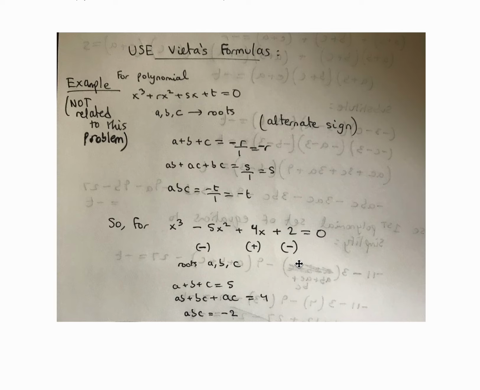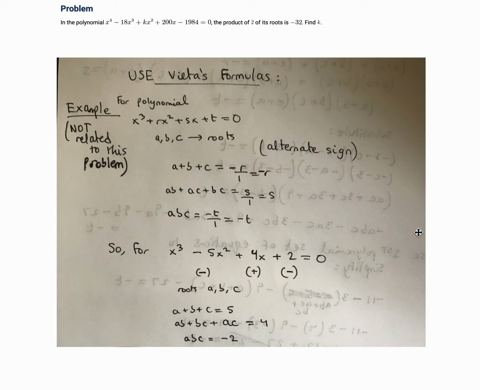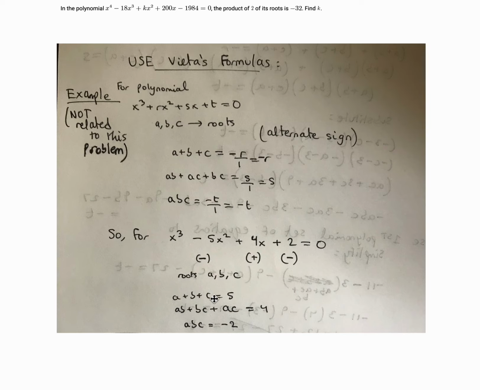So for instance, for this polynomial, x cubed minus 5x squared plus 4x plus 2 is equal to 0, we basically alternate signs starting from here: negative, positive, negative, and so on. So for the sum, it would be 5, a negative of a negative 5 is just positive 5. And then the pairwise would be positive 4. And then the product of the roots, because remember, a, b, and c are the roots of this polynomial, would be negative 2 over 1, which is just negative 2.